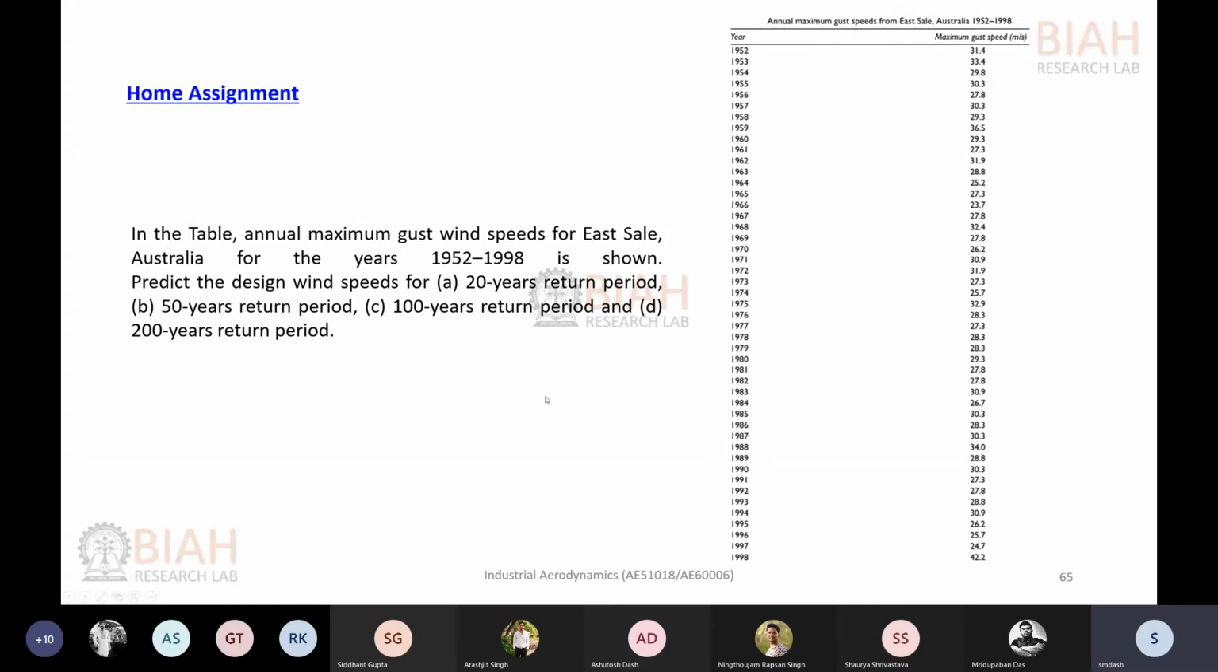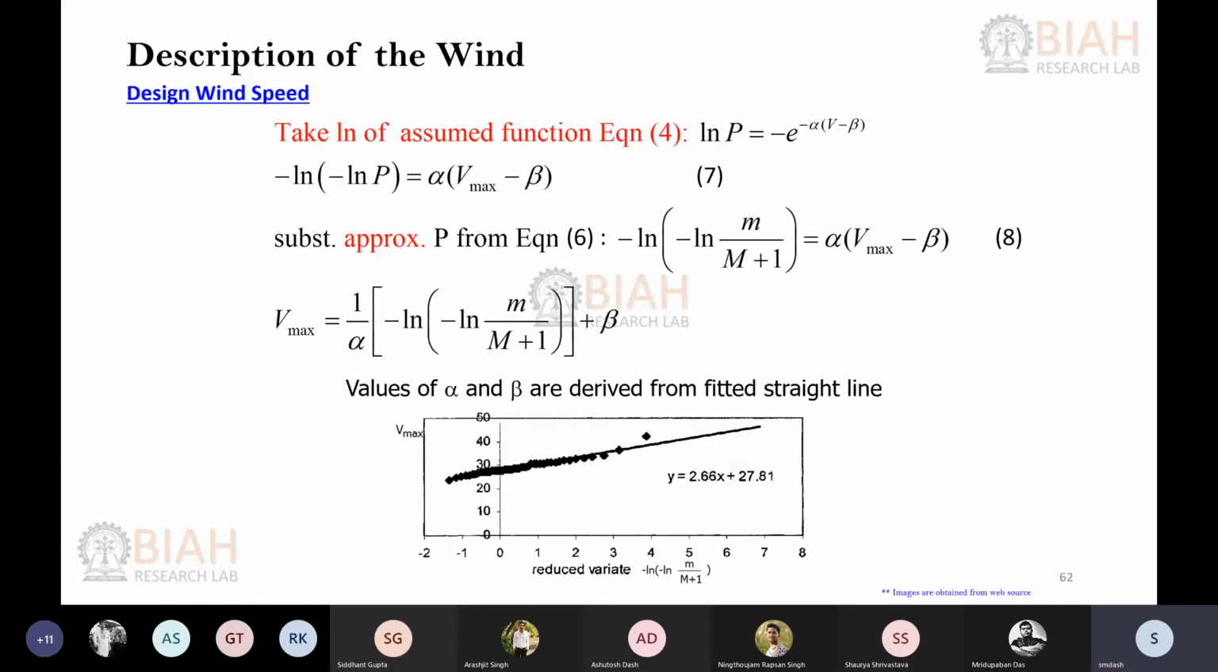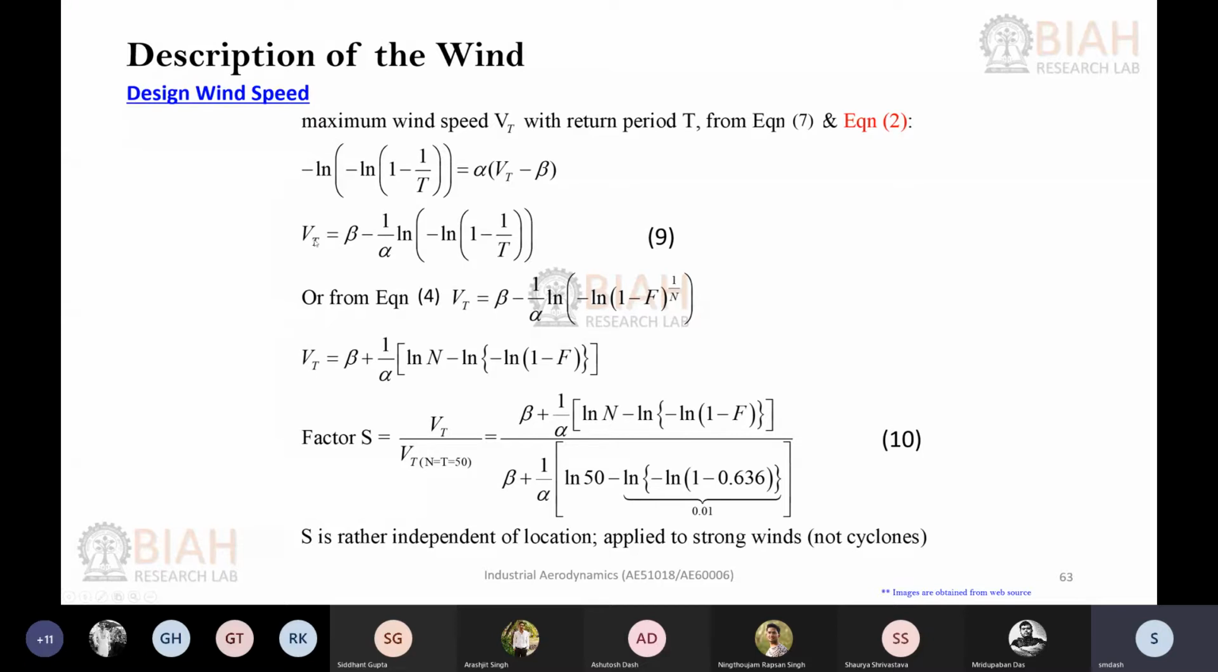Okay, so the question is very much like last class we discussed about the return wind speed, if you remember. So on a particular return period, what is the wind speed? That is what the question is basically trying to ask you. So in that question you need to find out what is this V max, or that is the same thing, VT in a particular return time. Okay, so you need to use this equation number 9.